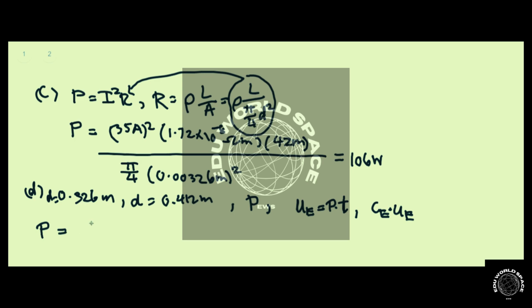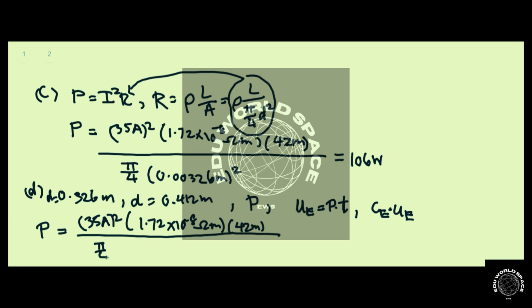We'll use an identical approach to the one in part C. So the power is equal to 35 amperes squared times 1.72 times 10 to the minus 8 ohm meter times 42 meters divided by pi over 4, but this time we'll use the new diameter, right? So that's 0.412 millimeters, which is 0.412 times 10 to the minus 3 meters squared. And this is equal to 66 watts.